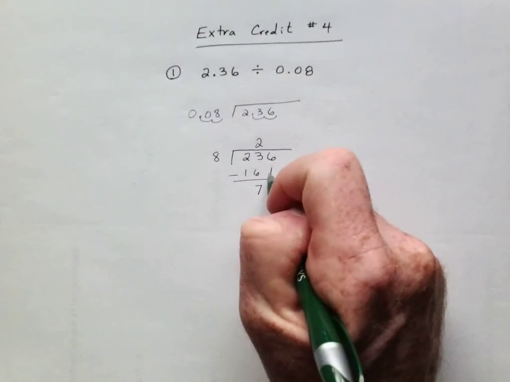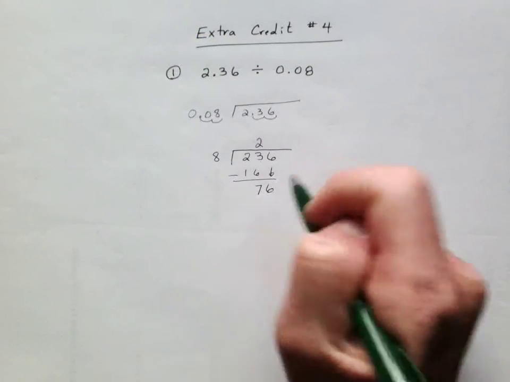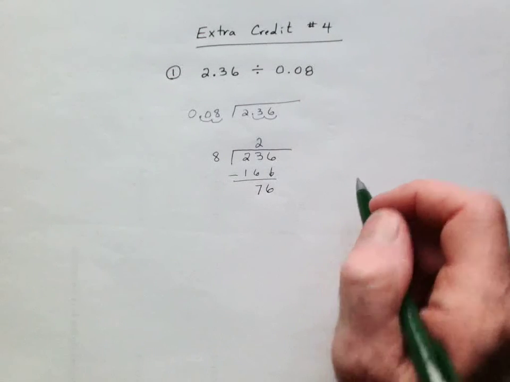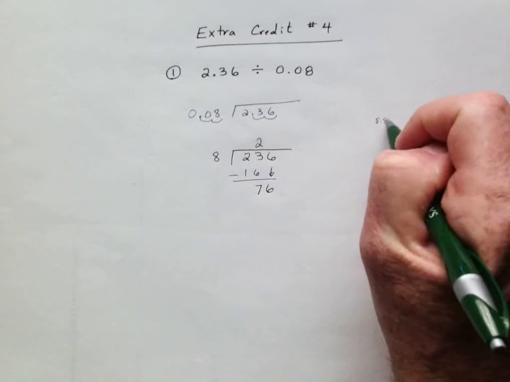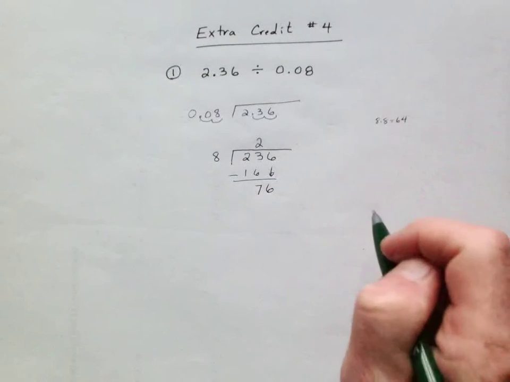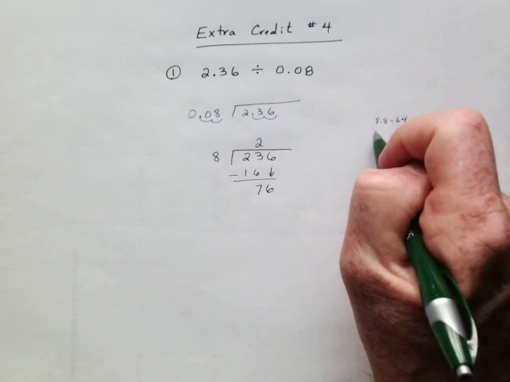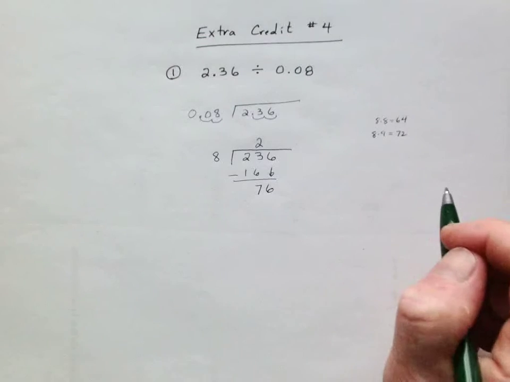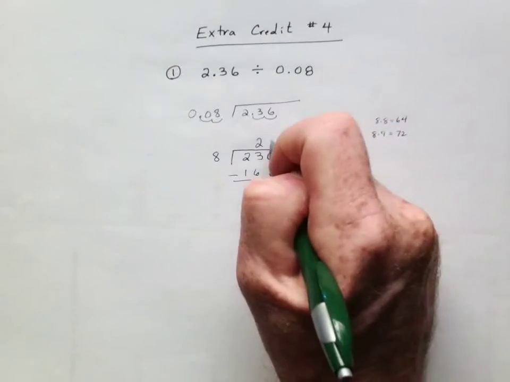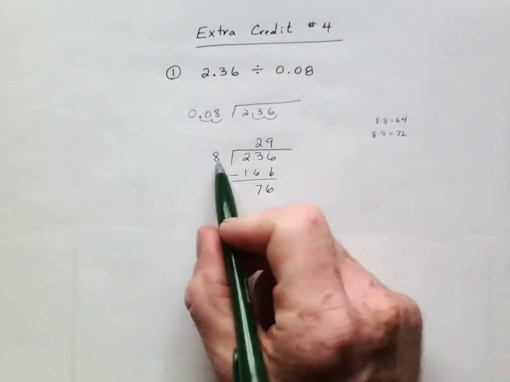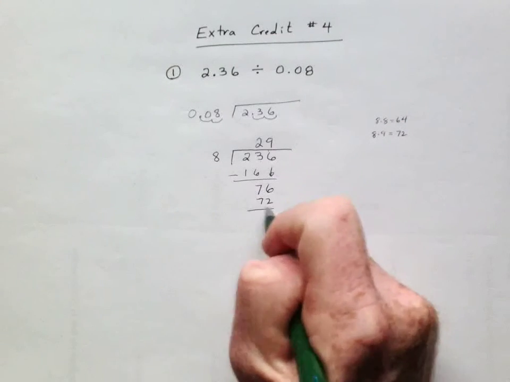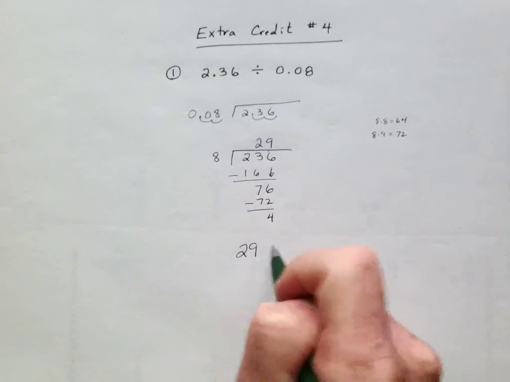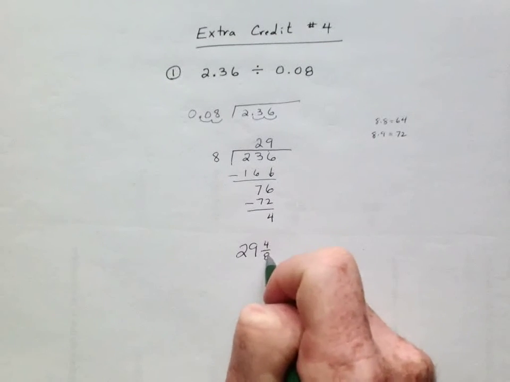Carry down the 6. And now how many times will 8 divide into 76? Well, let me see. 8 times 8 would be 64. So that's a possibility, but maybe 8 times 9 would be 72. I think that's it, 9. So 9, and then multiply here would be 72, so the remainder is 4. So I could write the answer as 29 and 4/8.